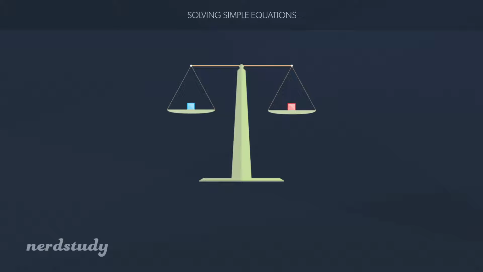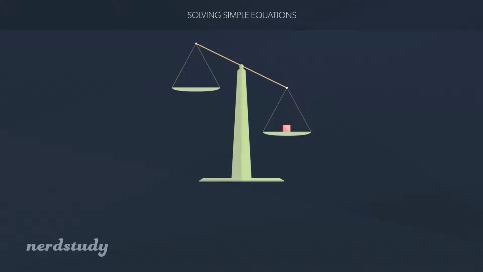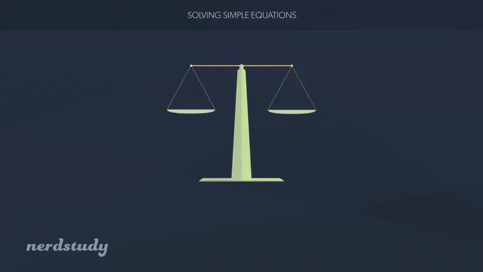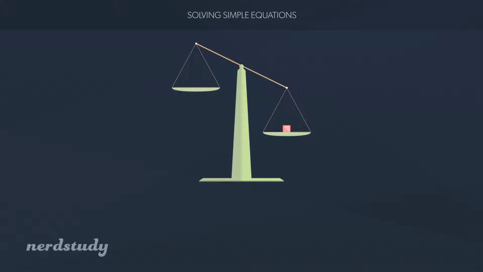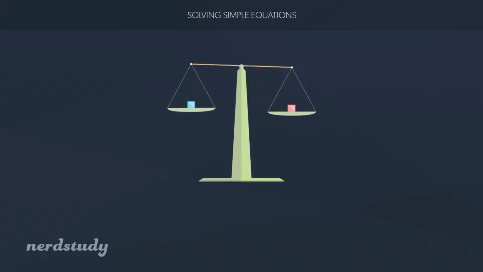And what happens if we take a certain amount of weight away from the left side? Well, now the right side would be heavier, and so the scale wouldn't be balanced anymore. In order to keep the balance, we would have to take the same amount of weight off from the right side. Similarly, if I add a certain amount of weight to one side of the scale, I would have to add that same amount of weight on the other side in order to keep that scale balanced, or shall I say, equal.